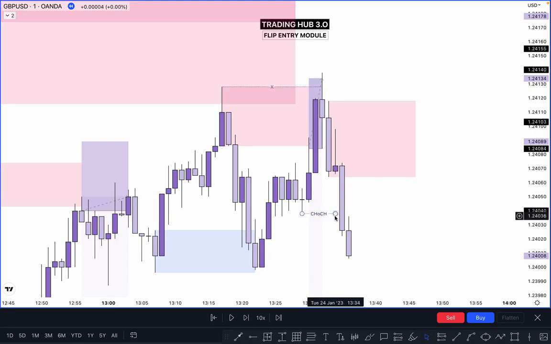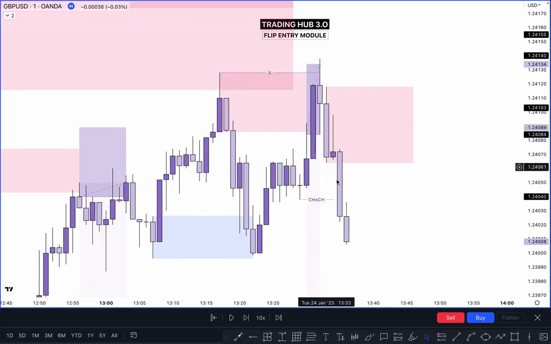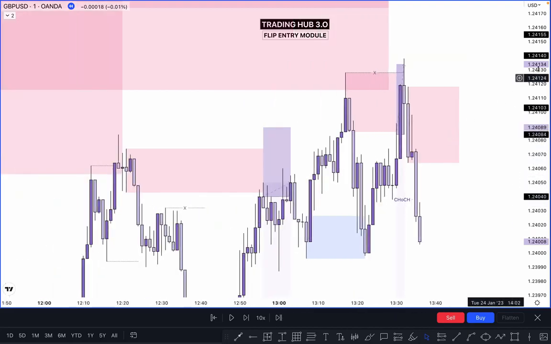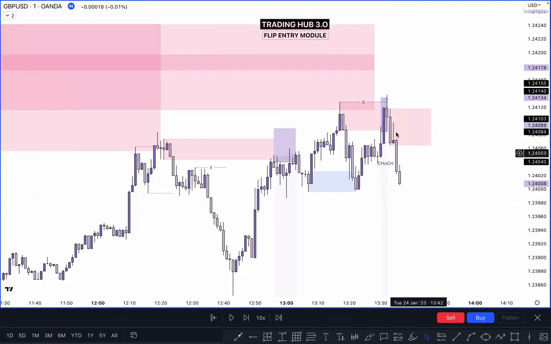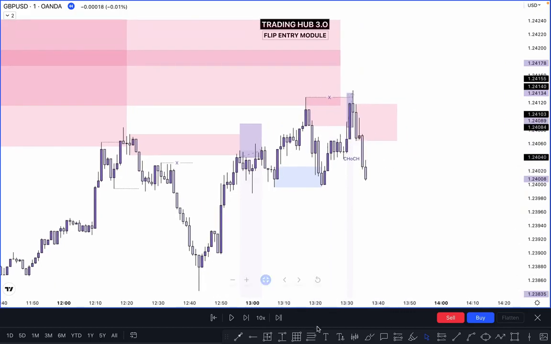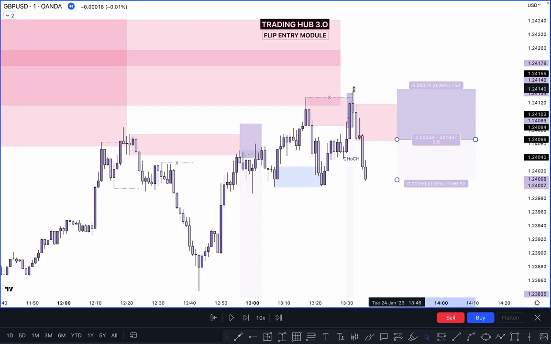This is our change of character, and this one is our unmitigated supply zone. This demand converts into supply. D2S flip entry module is here. And in this case, if the market does not create any inducement, then we can also sell here. Where is your entry? Here. And where is your target? And where is your stop loss? Stop loss just above it, because this is our unmitigated extreme shadow here.